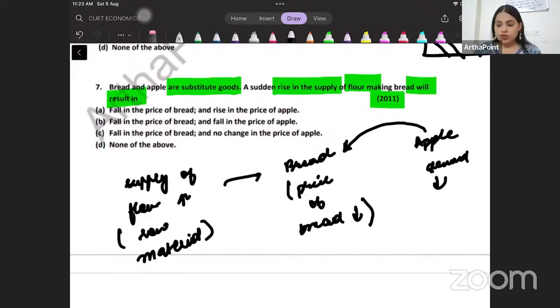Now let's look at the options. All three of them tell a fall in price of bread. So this part is fine. But one, nobody talks about the demand. They only talk about the price of apple. But the price of apple is not changing right now. Right now we are talking about the initial aspect, that the demand of apple will fall, right?